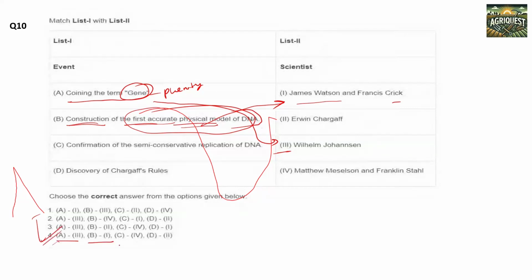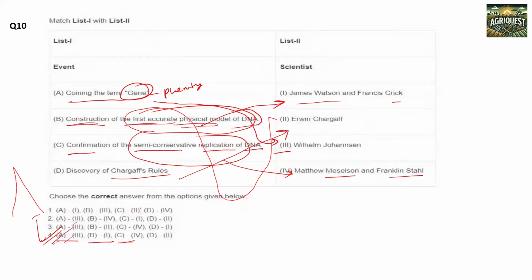You can also check that C is 4, meaning the confirmation of the semi-conservative replication of DNA. You know the semi-conservative replication model was given by Meselson and Stahl, and the discovery of Chargaff's rules was given by Chargaff. So the fourth option is correct.